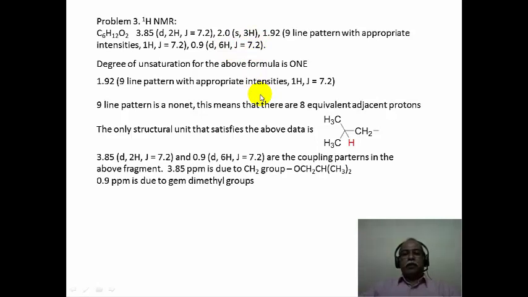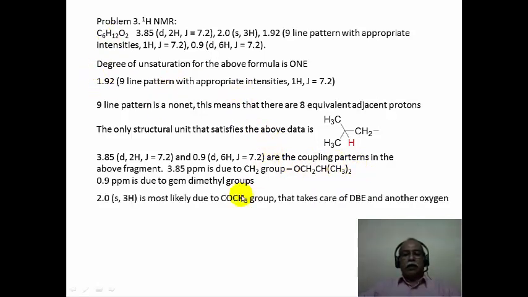So putting all this information together, we come to the conclusion that this particular fragment, namely OCH2CH(CH3)2, is the group that is responsible for the data that is given. There is one data still left out, which is 2.0 of 3 hydrogen intensity. There is still 1 oxygen, 2 carbons and 3 hydrogens left in the molecular formula. In other words, if you subtract this particular fragment from the molecular formula, you come up with the group which is an acetyl group.